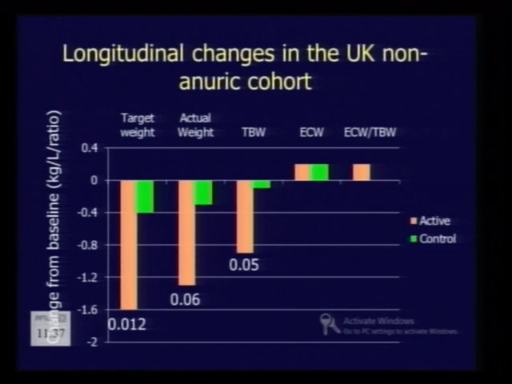There was a reduction in the total body water. But interestingly, there was no change in their extracellular water. So although they intended to reduce the weight of these patients, this did not result in an improvement in their extracellular to total body water ratio. Why that happens, we're not entirely sure, but it does suggest that you can't necessarily shift the hydration status of patients, particularly, for example, if it's determined by other things such as comorbidity and hypoalbuminemia.